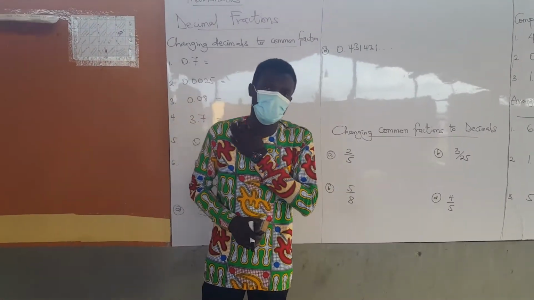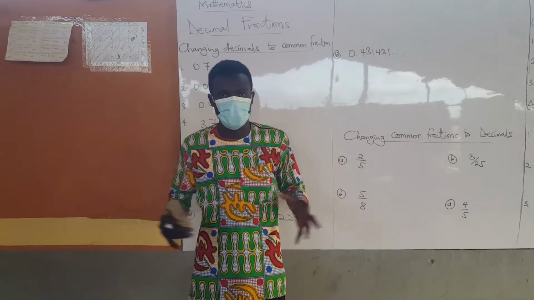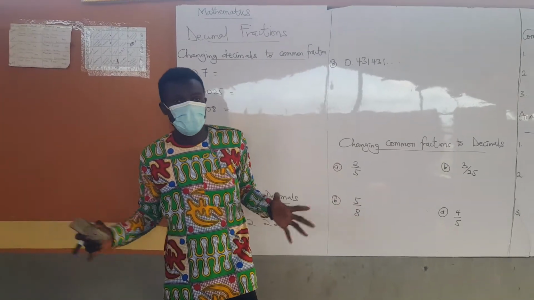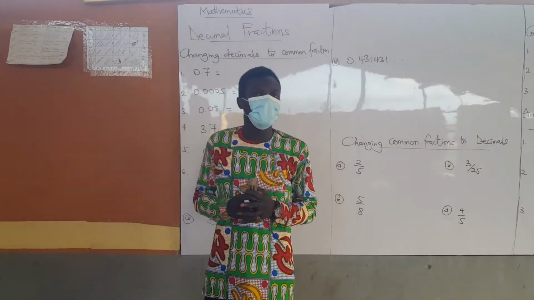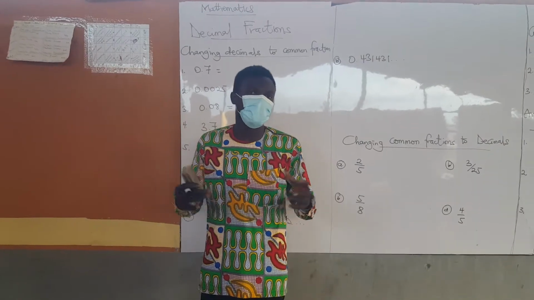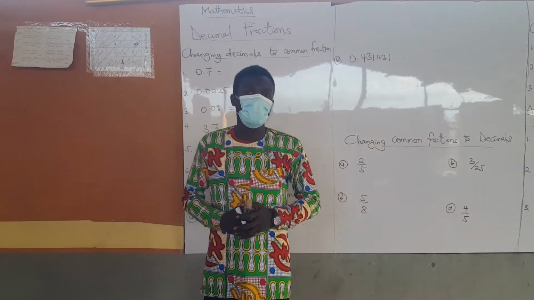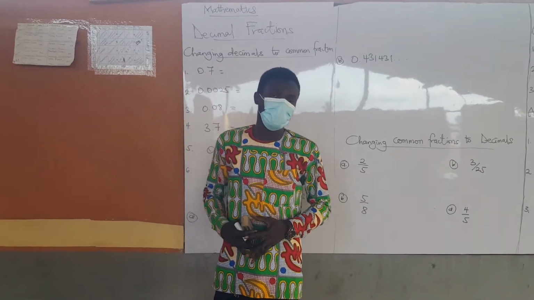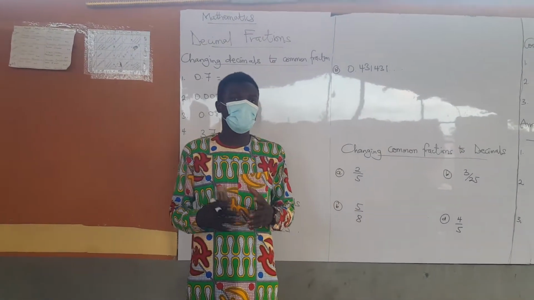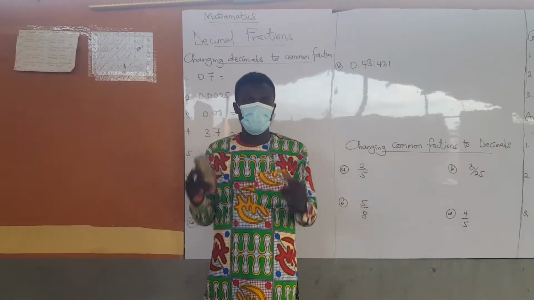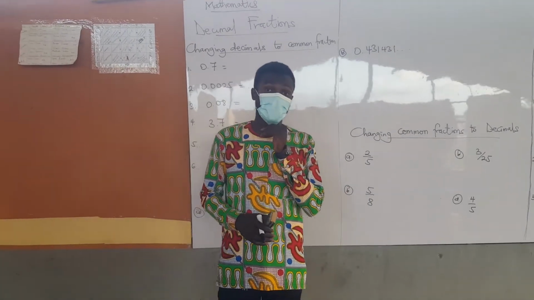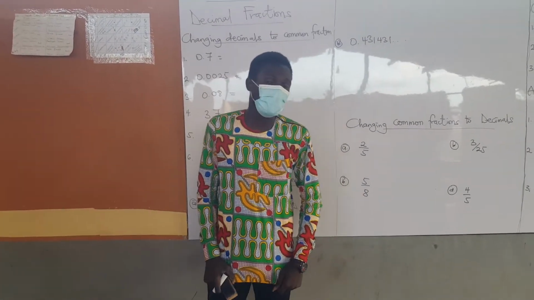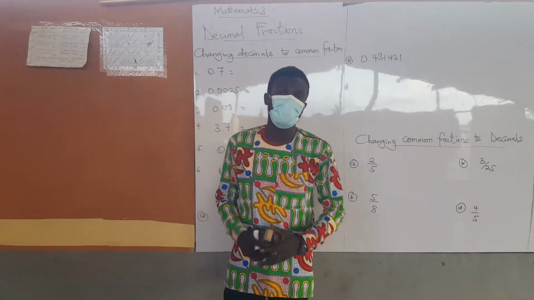Today we want to talk about a new topic, which is decimal fraction. A decimal fraction is simply a number that has a decimal point. For example, 0.546 is a decimal fraction. 423.3244 is also a decimal fraction. So today our discussion is on decimal fraction.